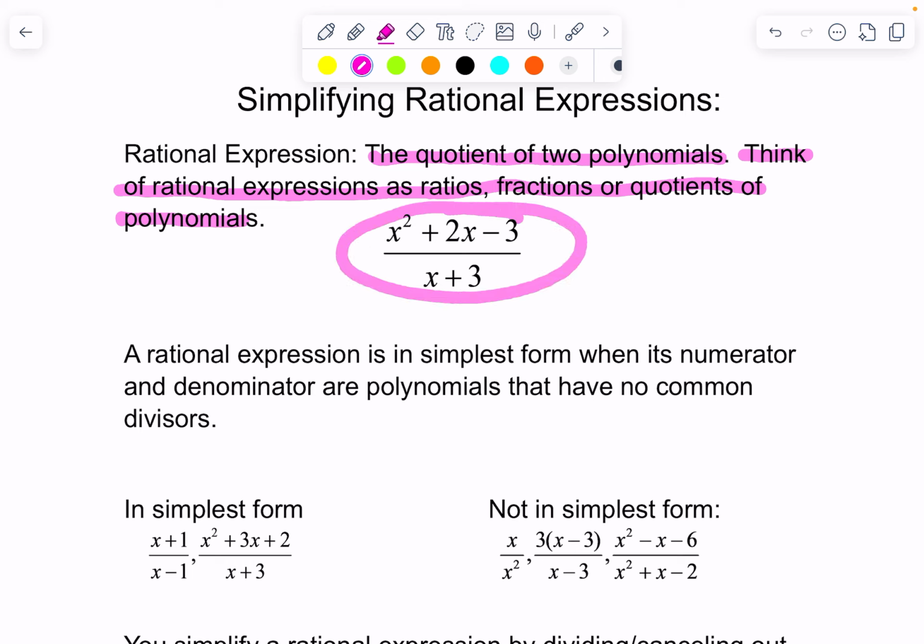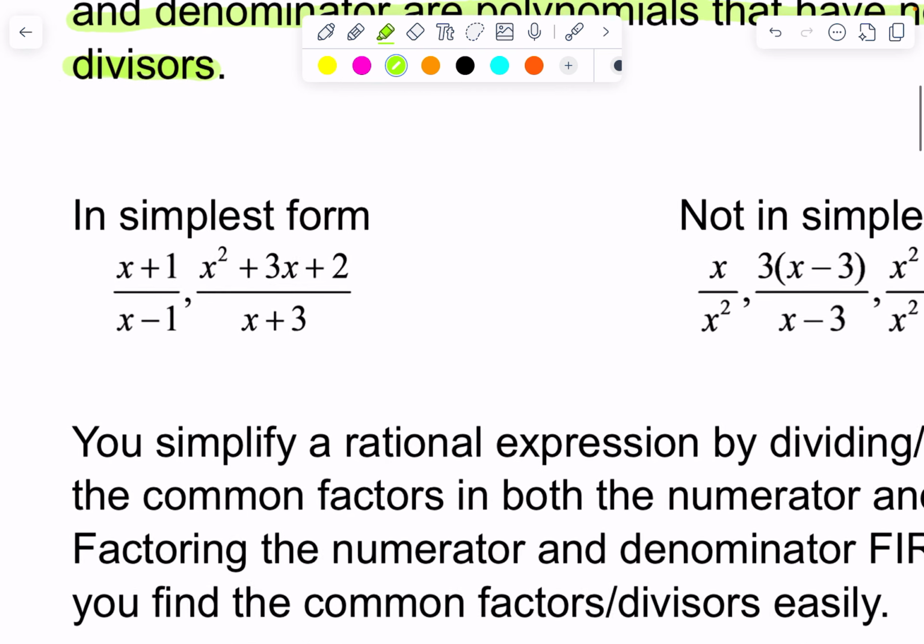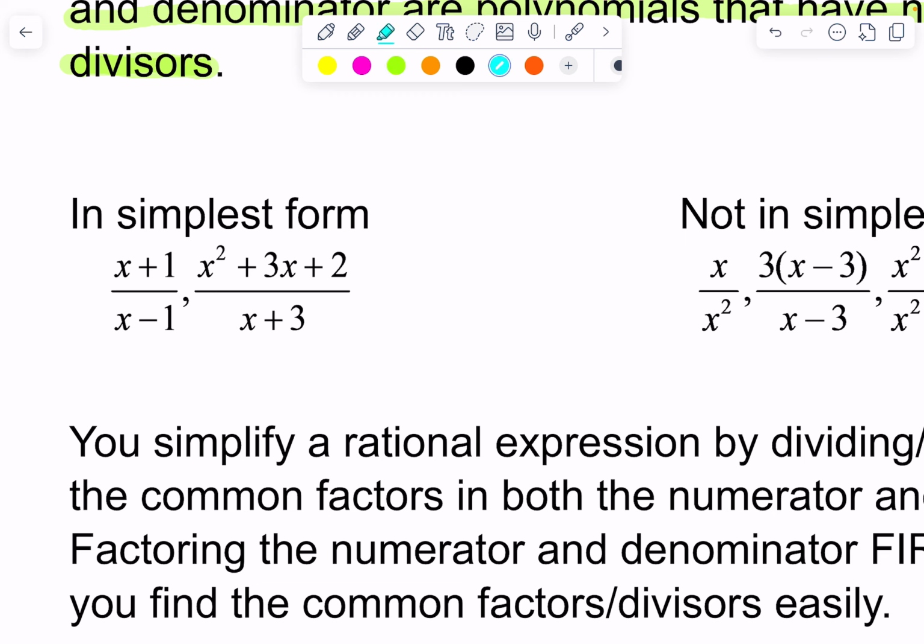This right here is what's called a rational expression because you have polynomials both in the numerator and the denominator. A rational expression is in simplest form when the numerator and the denominator are polynomials that have no common divisors. In other words, once they're completely simplified, like a regular fraction reduced to lowest terms. Let's take a look at what I mean. Here you have some examples of rational expressions in simplest form.